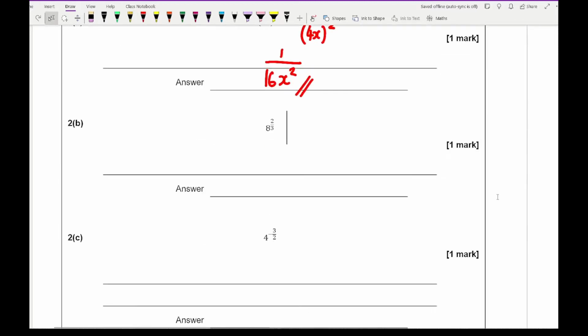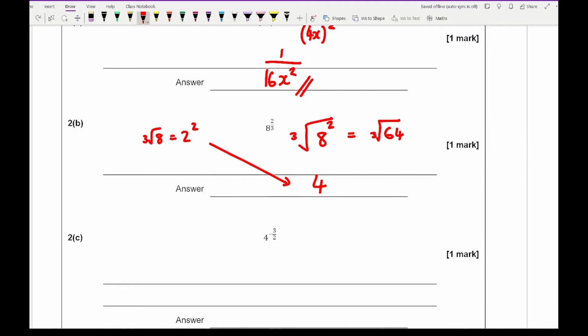For question 2b, we want to simplify 8, and we've got a fractional power. So we've got 8 to the power of 2 over 3, cube rooted. So here 8 squared is 64, so I'll do the cube root of 64, which is 4. Alternatively, what I could have done is the cube root of 8, which is 2, and then squared it, and I would have got the same answer of 4.